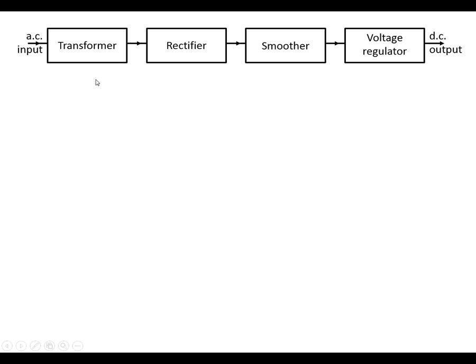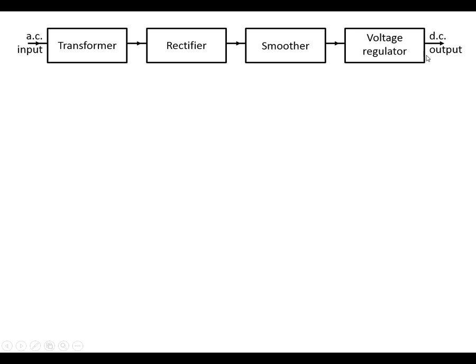Voltage regulator. Here's a block diagram for a DC power supply. We've got an AC input, presumably from mains, so it's going to be a high voltage AC. The transformer is going to step this down to a low voltage AC. The rectifier and smoother is going to provide a smoothed DC, although it will still have some ripple.